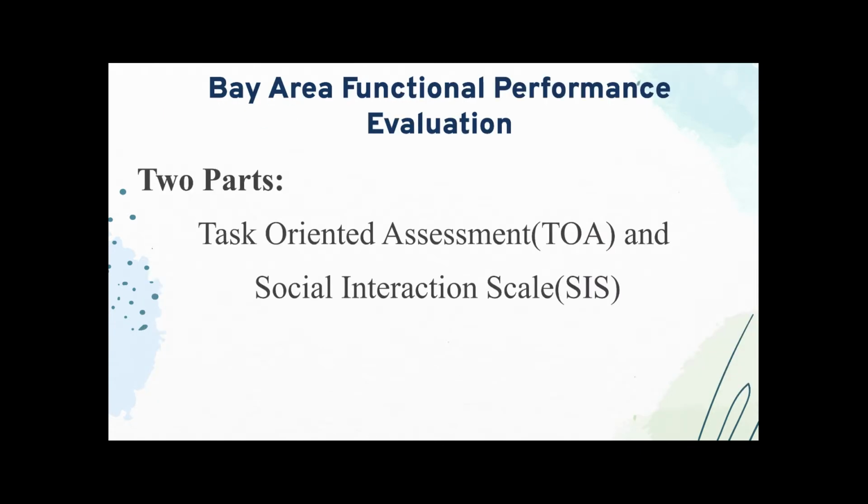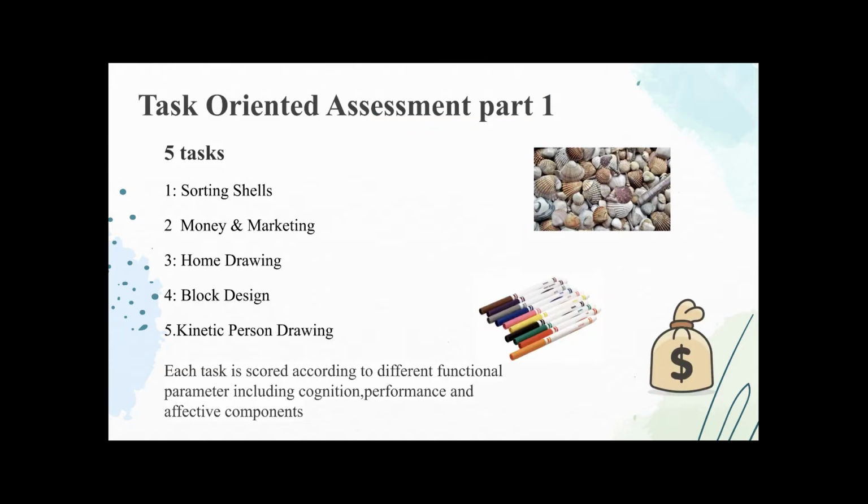So the assessment has two parts. The first one is task-oriented assessment, and the second is the social interactional scale. So the first part of the evaluation focuses on task-oriented assessment, which includes 5 tasks to complete. Includes sorting shells, money and marketing, home drawing, block design, and kinetic person drawing. Each task is scored according to different functional parameters, including cognition, performance, and affective components.